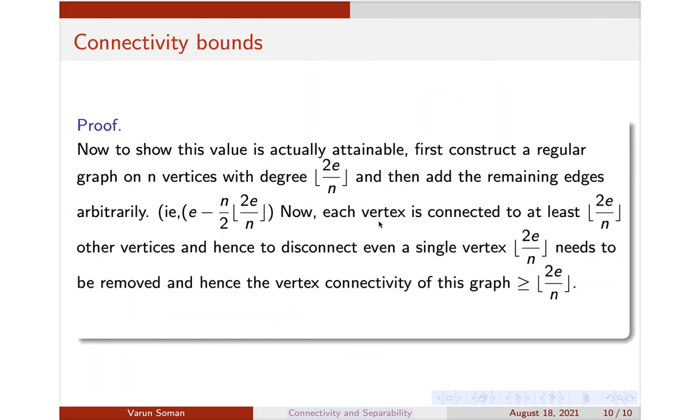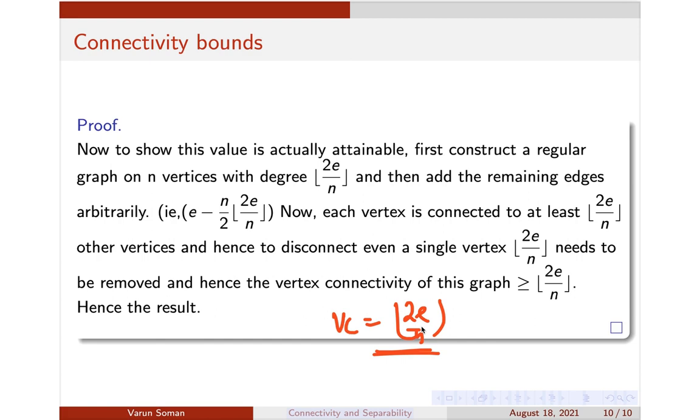As I told you, each vertex is connected to at least 2e by n other vertices, and hence to disconnect even a single vertex, 2e by n vertices need to be removed, and hence the vertex connectivity of this graph is always greater or equal to 2e by n. And this means the vertex connectivity is equal to 2e by n. It's a very simple theorem. You may think it's very difficult, but the logic is very simple. You are constructing the graph in such a way that the vertex connectivity is less than or equal to this 2e by n. It's a very simple thing.